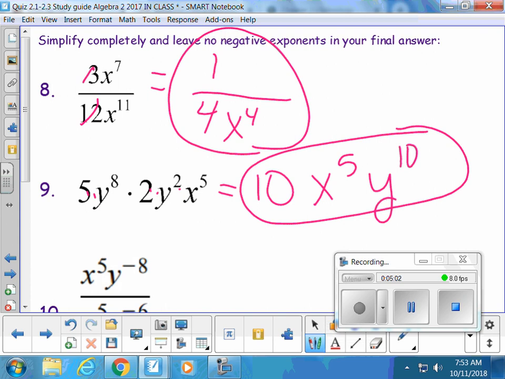All of these problems are going to be on the Polaris, and they're going to be multiple choice, kind of like the mini skills check thing was. Number 10, sorry.